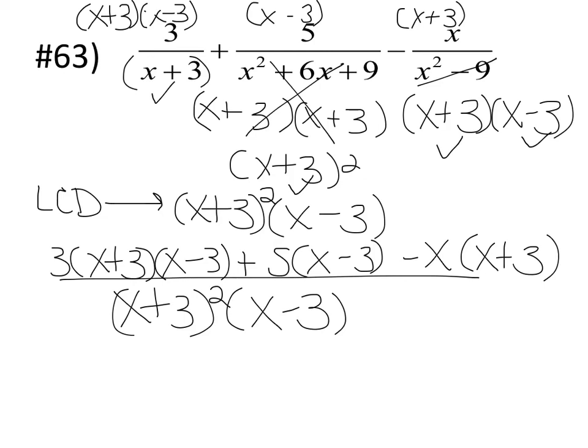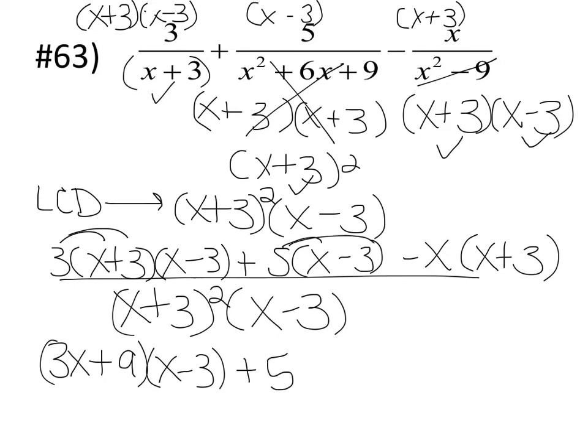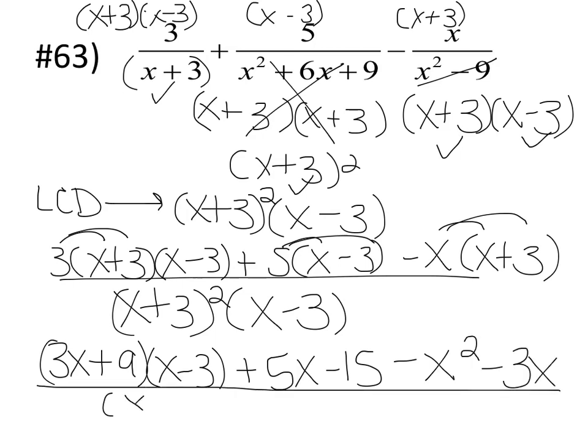So first, I'll go ahead and distribute this 3, which gives me 3x plus 9 times x minus 3, and then I'm going to have to go ahead and double distribute, plus I'll distribute this 5x minus 15, and then I'll distribute the x, minus x squared minus 3x. And this is all over x plus 3 squared, x minus 3.